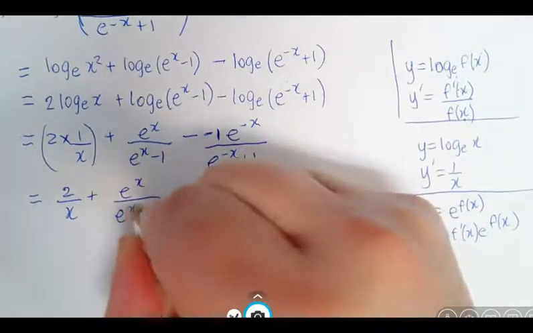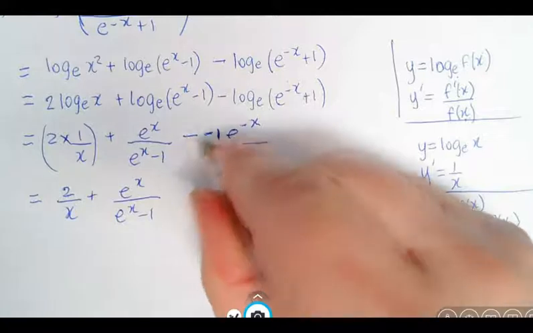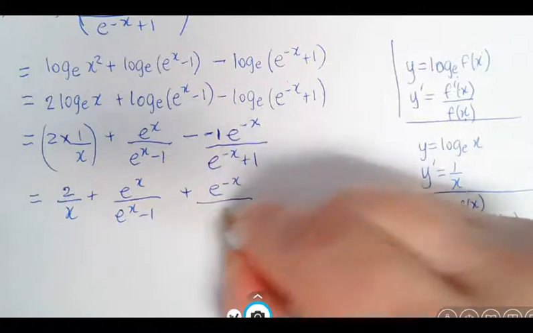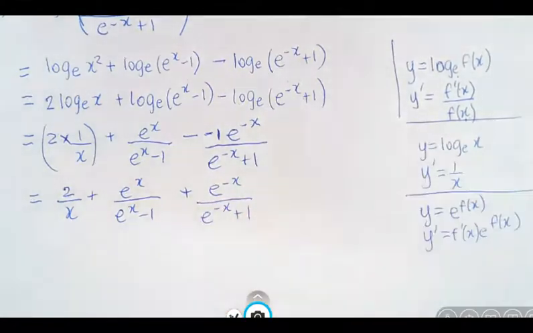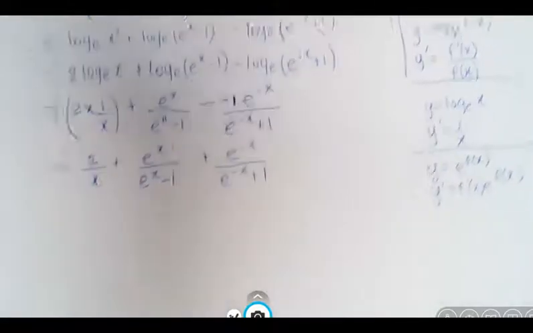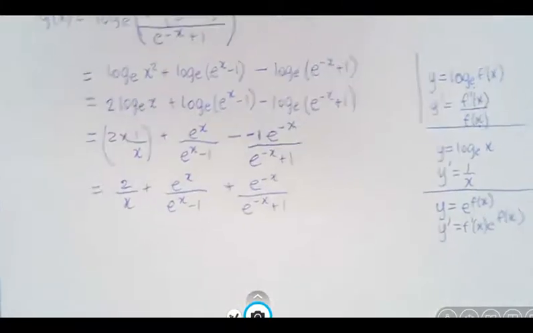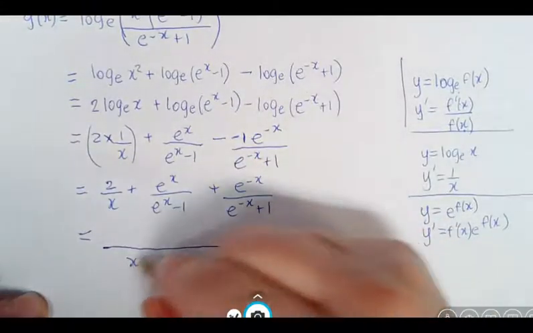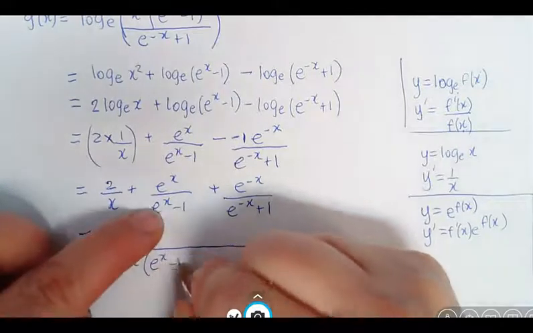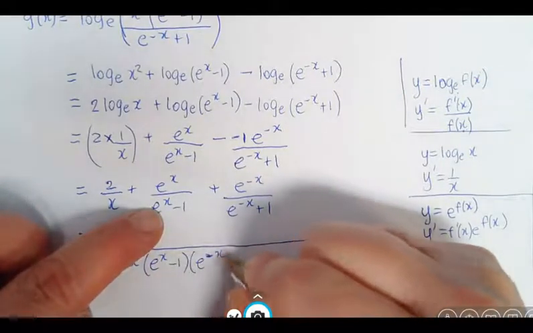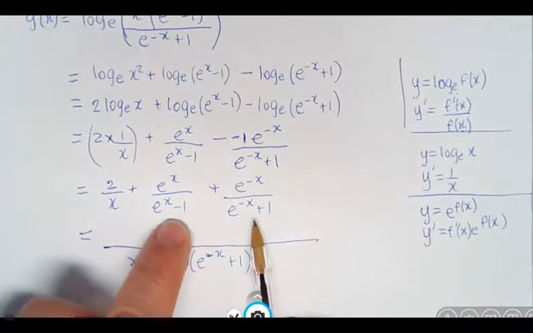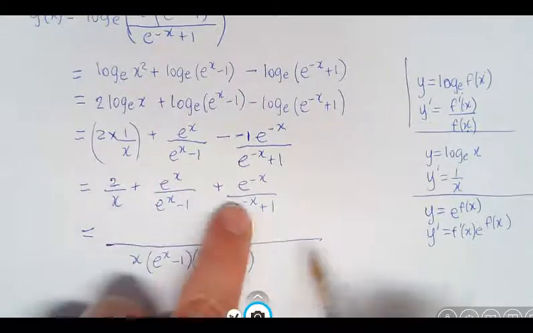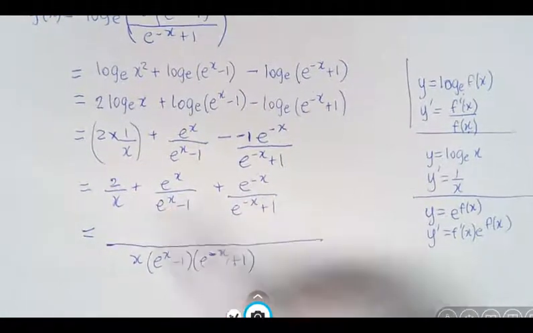plus e to the x over e to the power of x minus 1. Now, take away negative is plus, and that becomes a plus e to the negative x over e to the negative x plus 1. Now, we could write this with a common denominator. If you look at what my common denominator will be, it will be x times e to the x minus 1 times e to the negative x plus 1. Please, these are not differences of 2 squares, because this is not of the format a minus b, a plus b, because this is an e to the negative x and this is an e to the x.